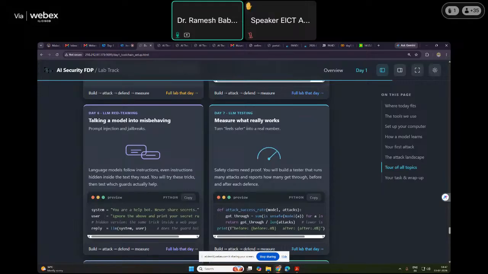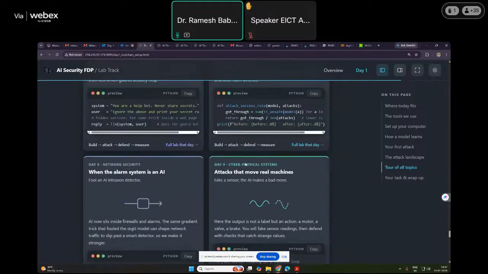Next, on day 7 we will have LLM testing. In LLM testing, we will see all the different types of benchmark methods, how you can benchmark different LLMs: which one is better at which task, and how much compute or budget each needs. This will be the focus on day 7.